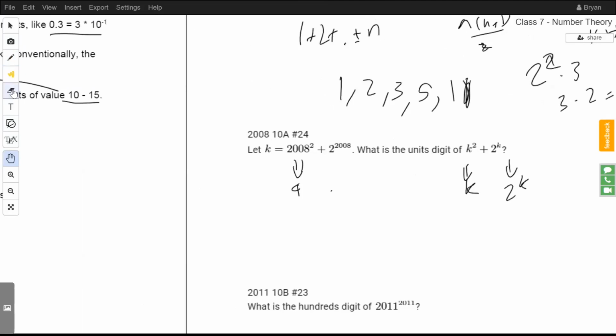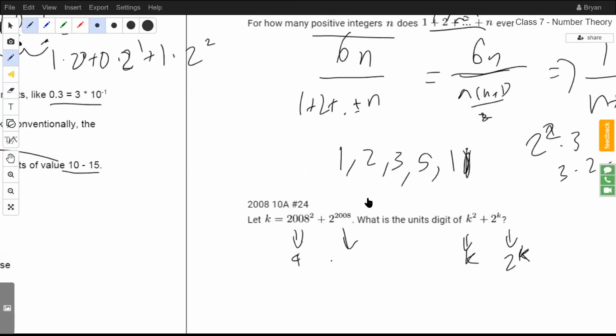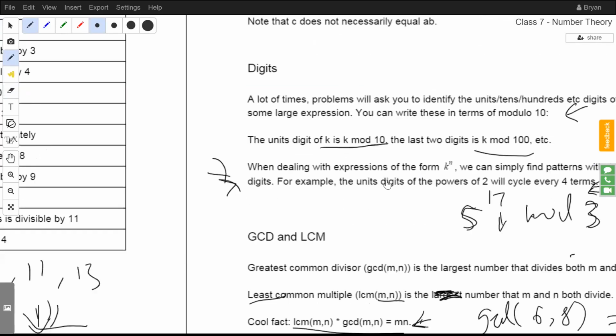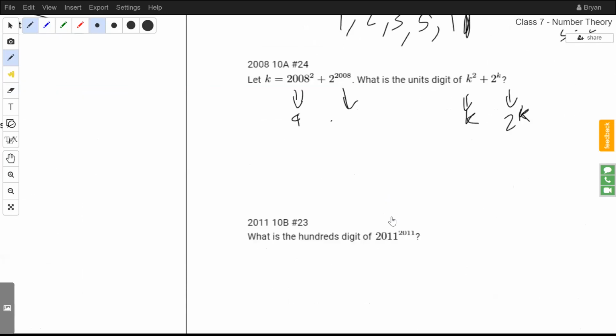So now, we really just need to find the unit digit of 2 to the 2008 and 2 to the k, and if you notice that they're sort of similar, because they are, we can just use this thing right here and simply find a pattern, right? So if you look for the unit digits of powers of 2, you have that 2 to the 1 is 2, 2 squared is 4, 2 cubed is 8, and 2 to the 4th is 16, so 6. And then once you go to 2 to the 5th, you're left back at 2, and then 4, 8, 6, etc. So all the powers of 2's unit digits repeat every 4 numbers.